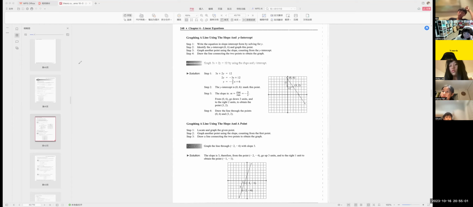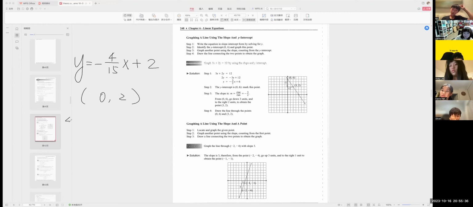Get it? Everybody, let's try another one. Last one: y equals 4 over 15x plus 2. Quick, send it to me in chat. No intersections. Shoot, I messed up. 0 and 2. Wait, I didn't mess up. 4 over negative 15, so it's negative 15 and 6. Oh, that's so easy. See how fast it is? Do you understand?